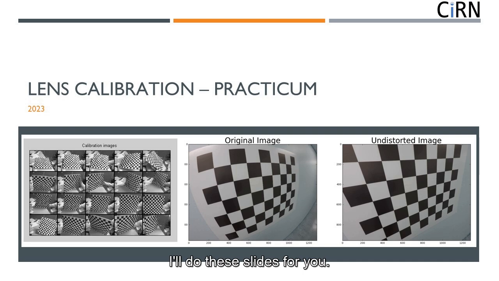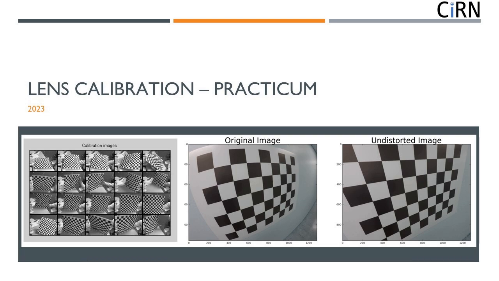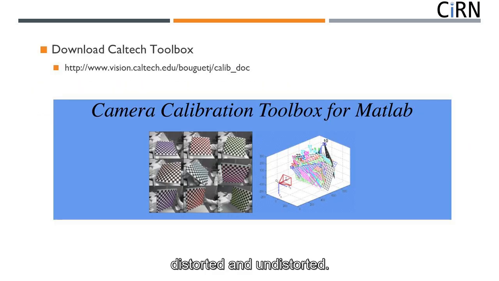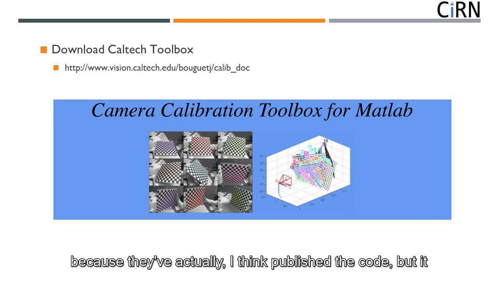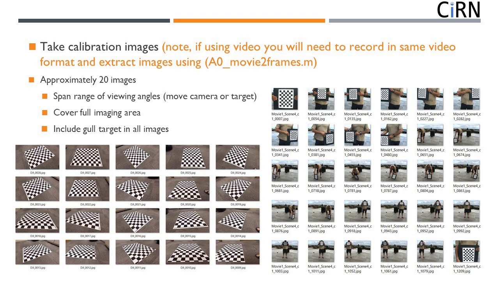I'll do these slides for you. There we go. Okay. I'll show some slides before we start punching buttons. We're going to take calibration images so that we can go between distorted and undistorted. The Caltech Calibration Toolbox, this link is probably wrong because they've actually, I think, published the code, but it should be on the USB drive, or if you downloaded it before we came, it's essentially Capital Toolbox Calib, I think.